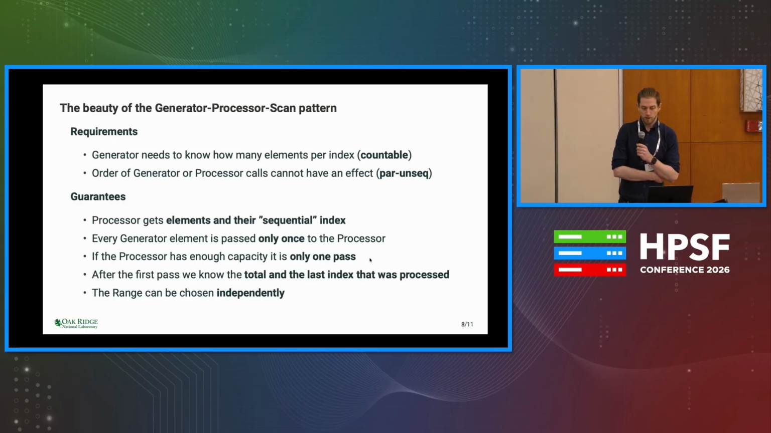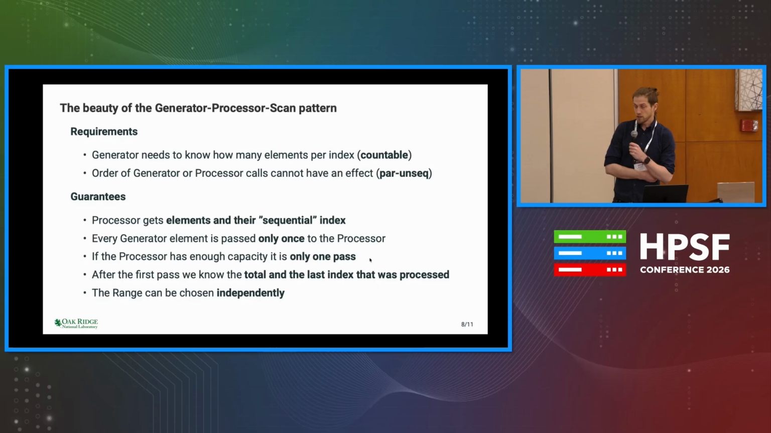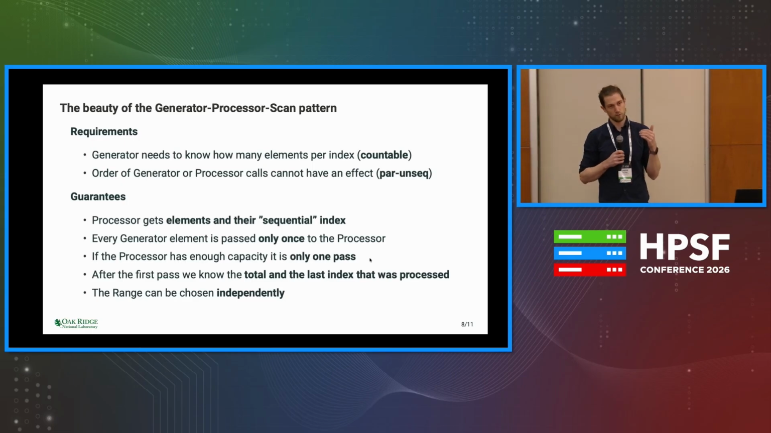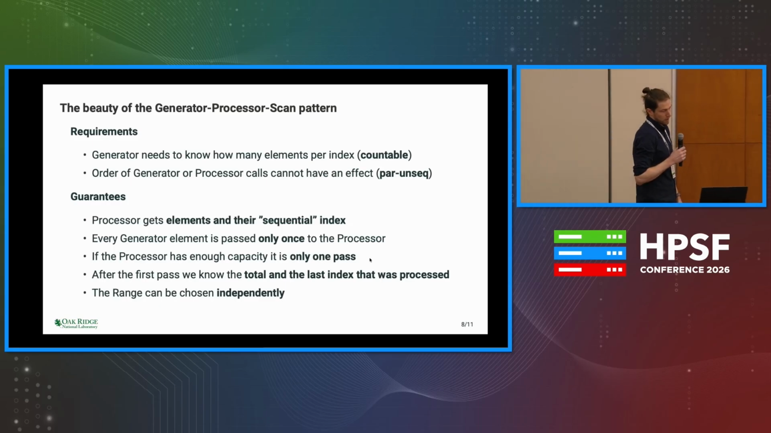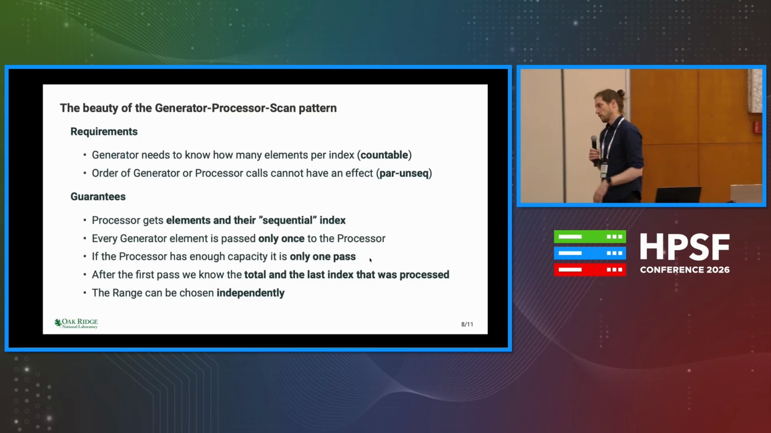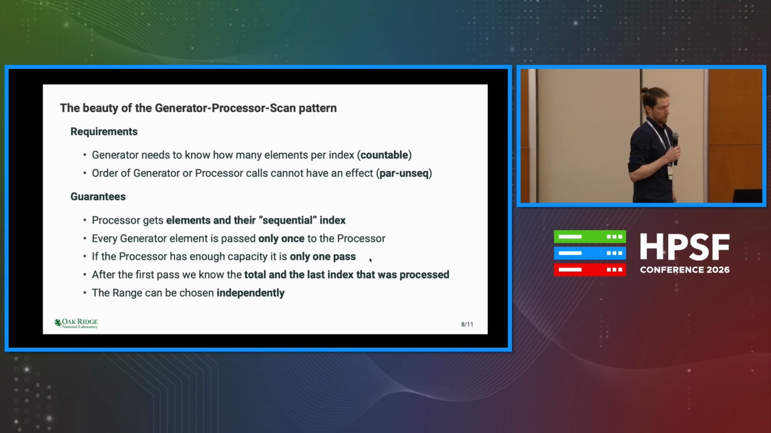The next thing we get as a guarantee, if the processor already has enough space, it will ever only be one pass, and we're done. And after the first pass, we always know how many indices or how many elements we will insert in total, and we will know the last index that actually was able to be inserted, and we can restart our second pass and only iterate over the rest of the range. And I mean, it's a small perk, but the range is completely independent, so you can say, okay, I want to start from 10 million and iterate to 10 million and 1. You don't need to start by 0.